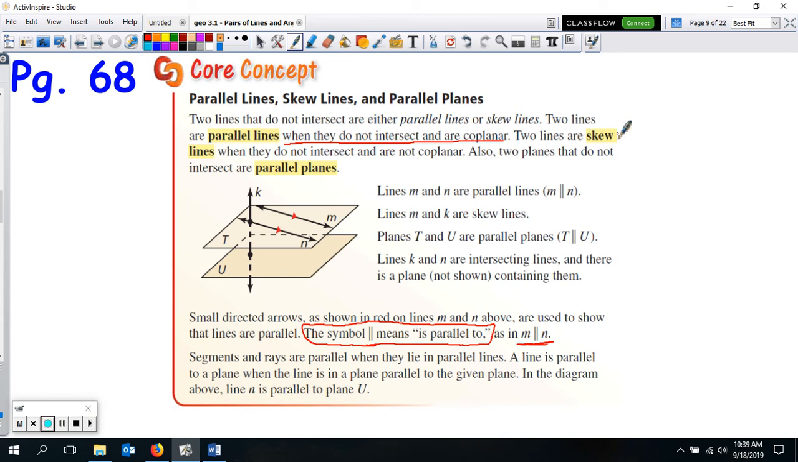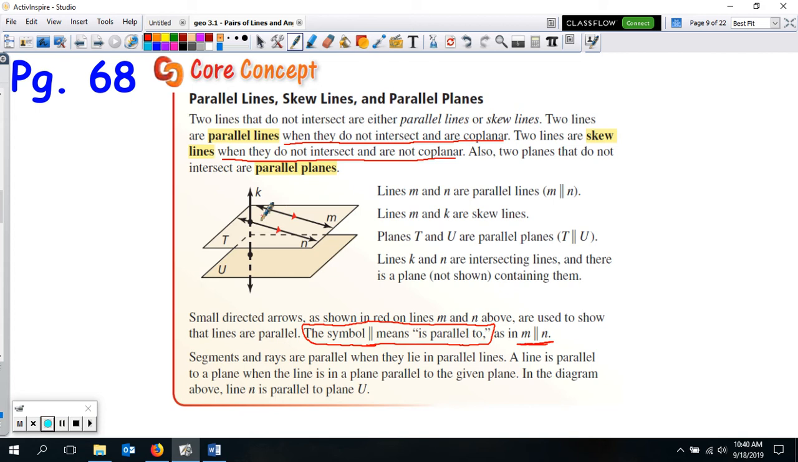And skew lines: 2 lines are skew when they do not intersect and they are not coplanar. So they also don't intersect like parallel, but they also are not coplanar. So you can see on the diagram we have these ones are parallel here. The one with the little red marks, those marks are telling us on the diagram that those 2 lines are parallel.